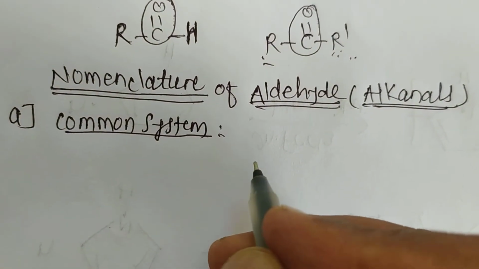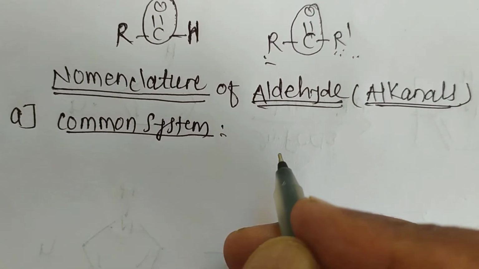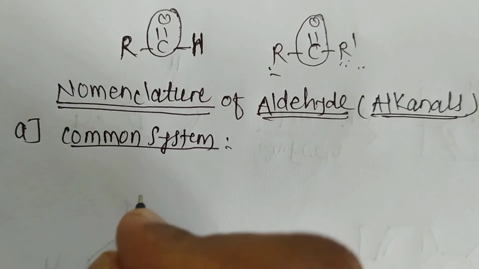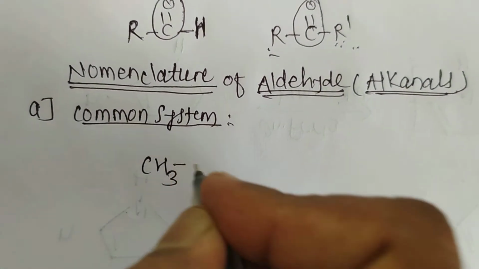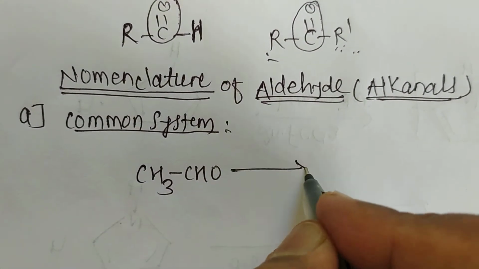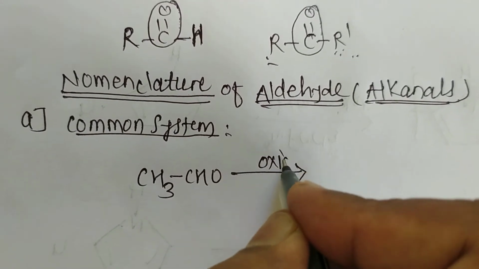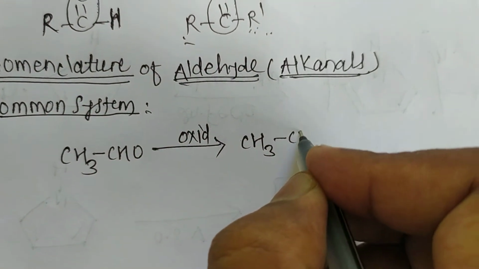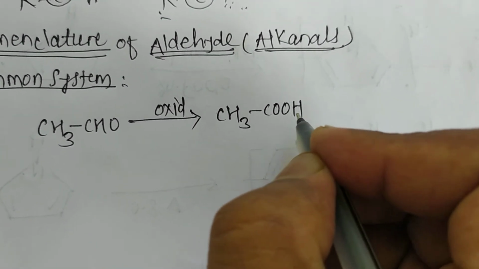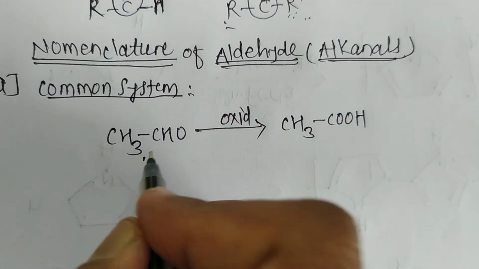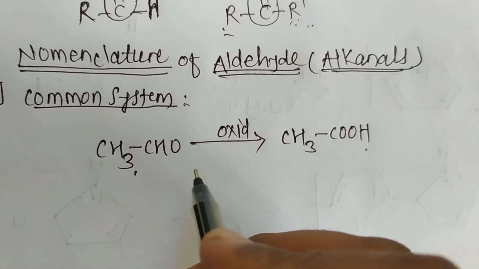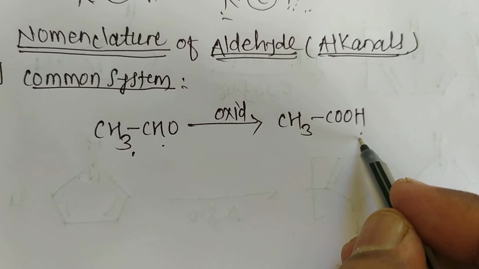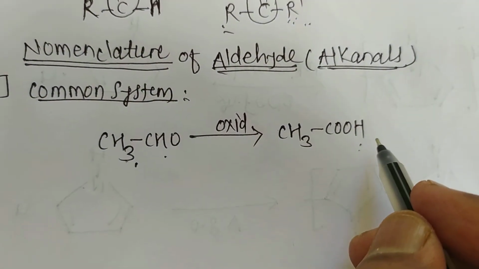What happens in the common name system? Here aldehydes are named according to the corresponding acids which are produced on oxidation of the aldehyde. Suppose this is an aldehyde, and when this aldehyde undergoes oxidation, then it gives the corresponding acid, CH3CHO gives CH3COOH. This is an aldehyde and this is an acid. After oxidation of aldehyde we obtain acid, and the aldehydes are named corresponding to this acid.